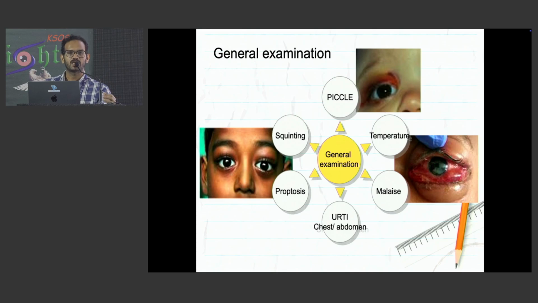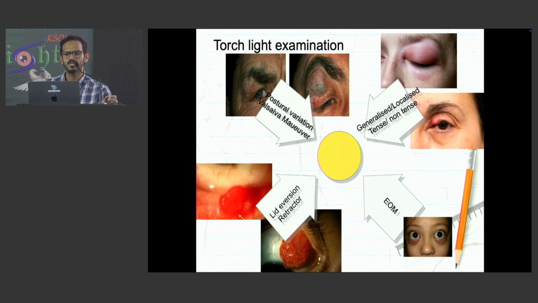Proptosis in thyroid disease and orbital inflammatory disorders are not uncommon in kids, and any case that presents with squinting, it's better to be evaluated properly. Torchlight examination to describe if the lesions are generalized or localized. Touch and feel the lesion. See if it's tense, if it's non-tense, if there is erythema, if there is induration. Make sure that you look for the extraocular motility in all these kinds of patients.